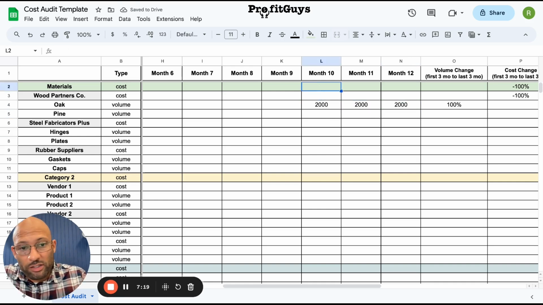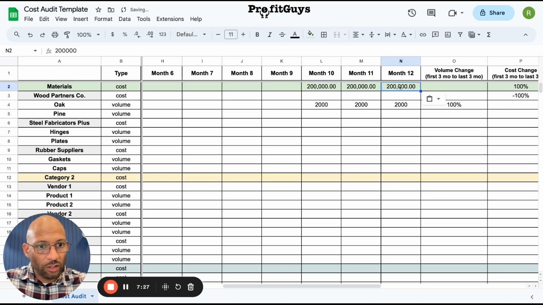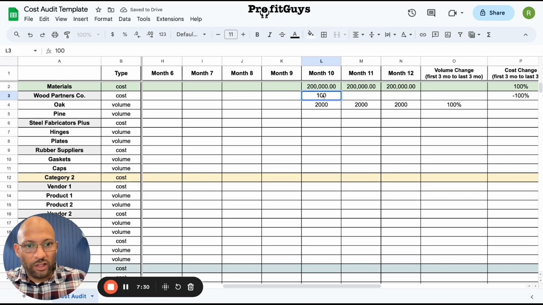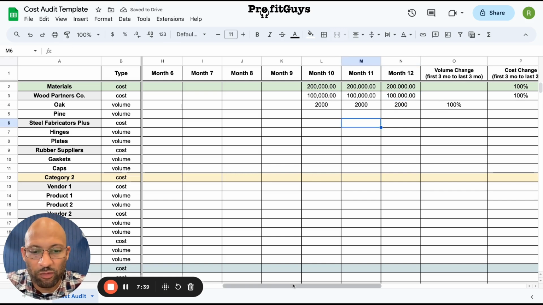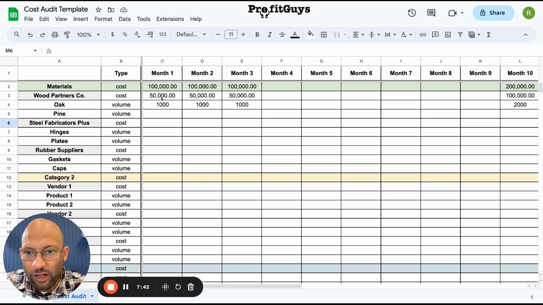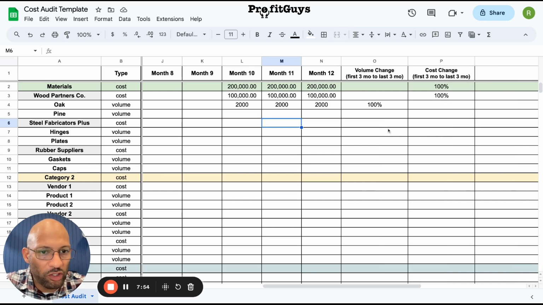And let's say our cost, because we're paying the same price there, has now increased from 100,000 to 200,000. And from 50,000 with this particular vendor to 100,000. So everything doubled. At the beginning of the year, we were spending 50,000 per month for 1,000 pallets. Now we're spending 100,000 per month for 2,000 pallets. So the volume change column is showing us that our order volume has increased 100% from the first 3 months of the year to the last 3 months of the year.